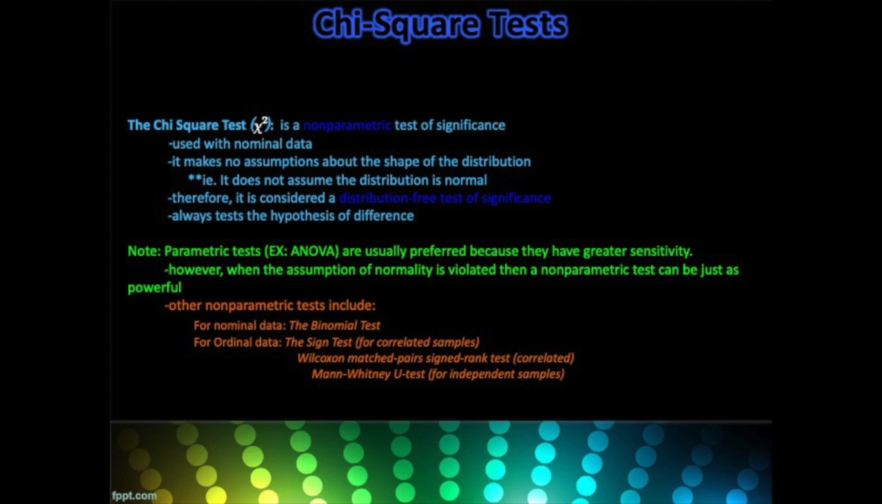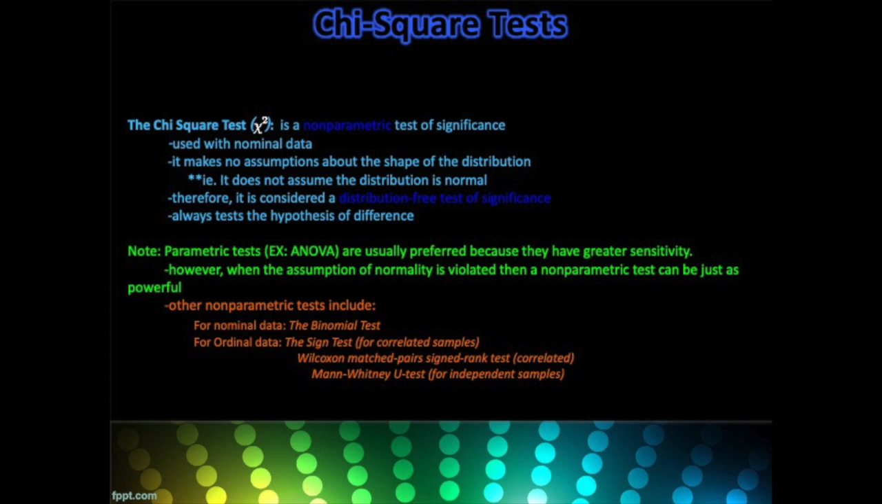So the chi-square test is symbolized, you can see it there on the screen, by that kind of italicized X and that number 2 superscript, or that squared symbol. And the chi-square test is a non-parametric test of significance, which means that it makes no assumptions about the shape of the distribution. It doesn't assume that if you were to plot your data, it would take a mesocritic shape or a normal curve. It doesn't assume that it would take the shape of a skewed distribution and be positively or negatively skewed. It just makes no assumptions about the way your data would look if you were to plot it.